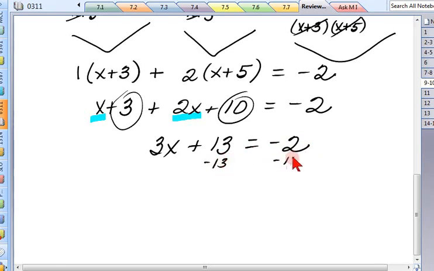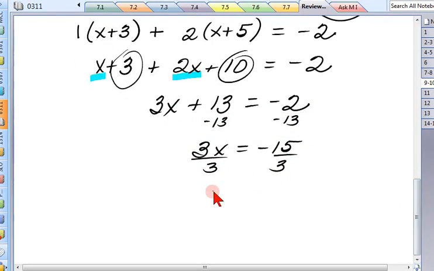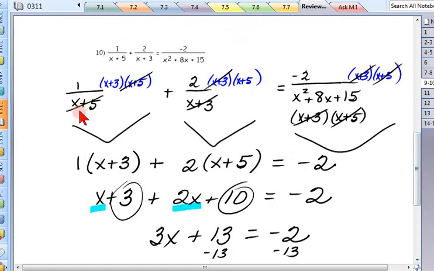Subtract 13, 3x is negative 15, divide by 3, x is negative 5. And that's a problem. Because if we look at the original equation, the first denominator was x plus 5. What would cause x plus 5 to become 0? Negative 5. What would cause x plus 3 to become 0? Negative 3. And both of them are represented here.